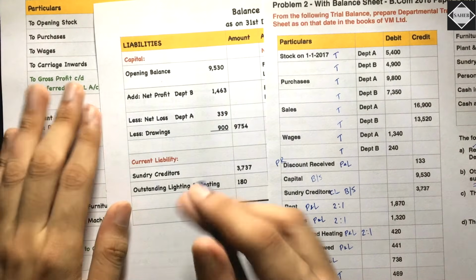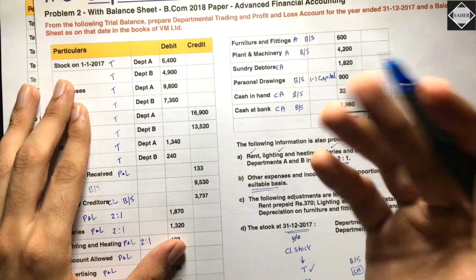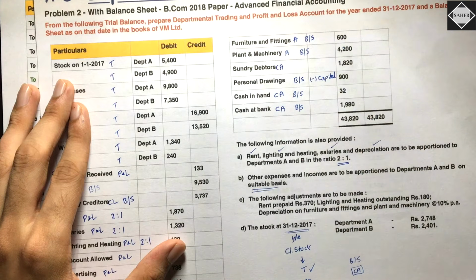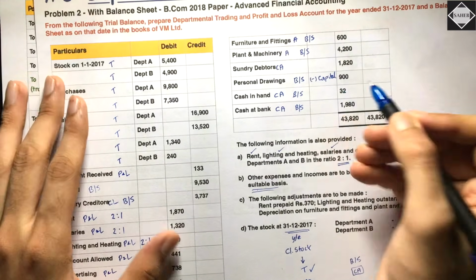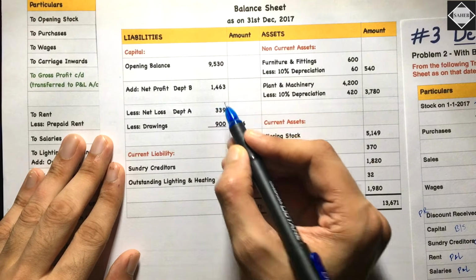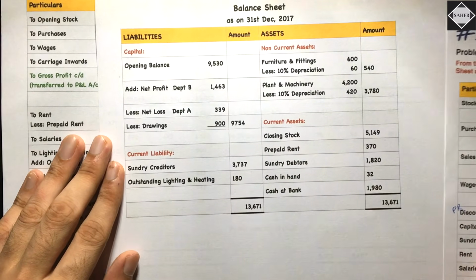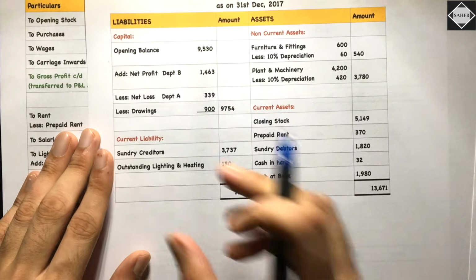Clear? Okay. Then the question also said there are drawings. Drawings means what? Drawings means the owner has taken the money for his personal use out of the business. So 900 you have to subtract from the capital. It will decrease the capital. Subtract. Okay. So 9530 plus 1463 minus 339 minus 900, that's equal to 9754. And then you will take the current liability.